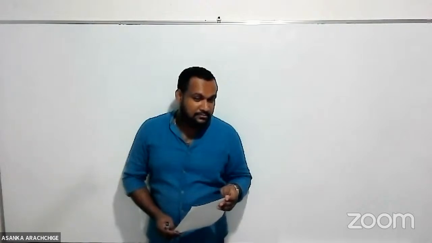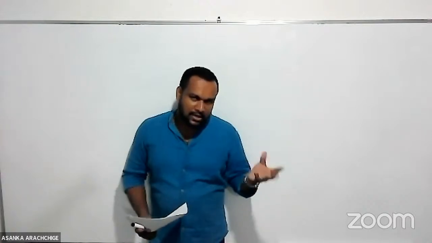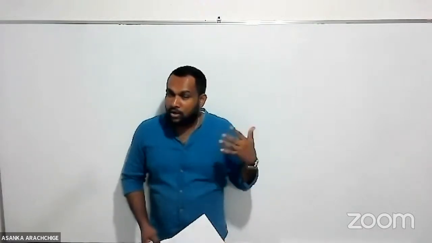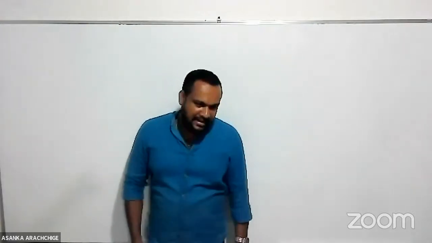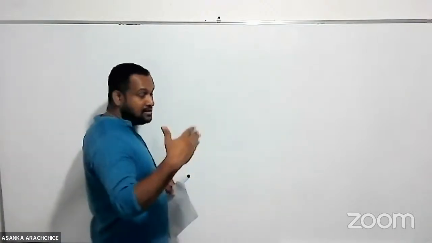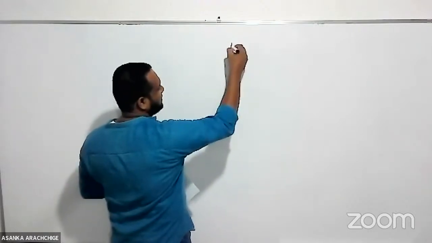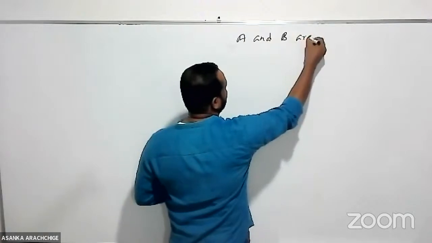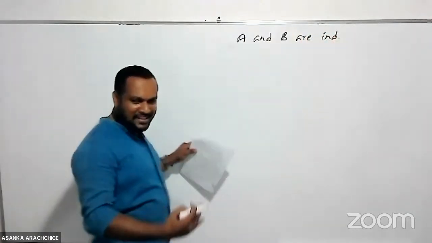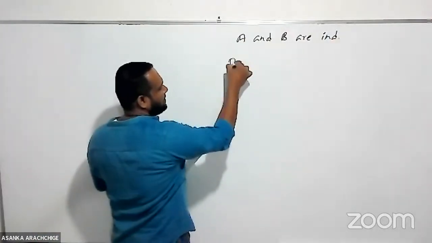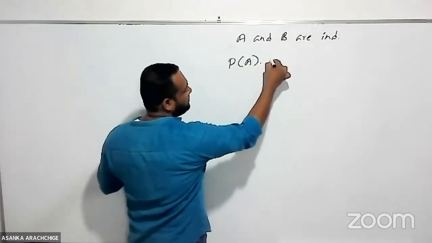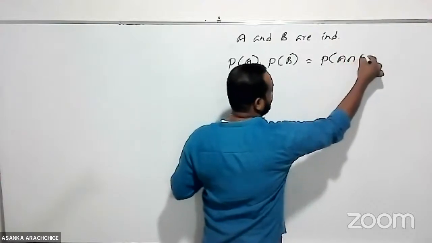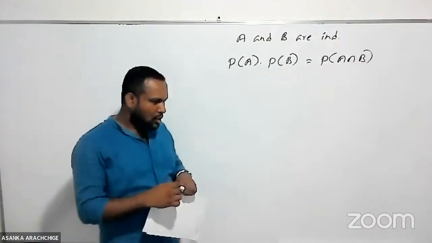Independent events. Independent means the occurrence of one event when we consider two events. If the occurrence of one event does not affect the occurrence of the other event, then they are called independent events. The independent events can be identified by this equation. If A and B are independent, this must happen: probability of A into probability of B must be equal to probability of A intersection B. Do you remember it now?